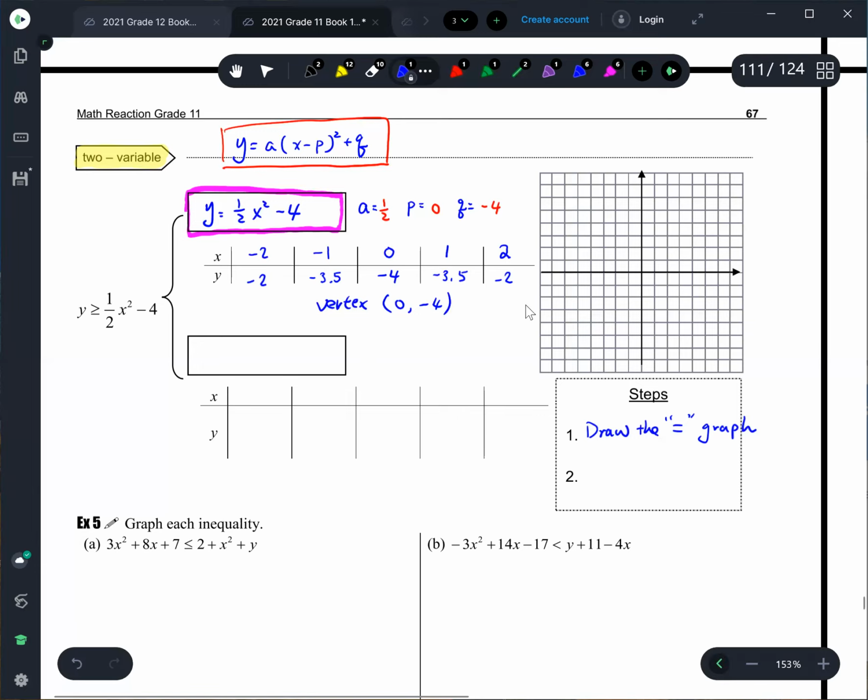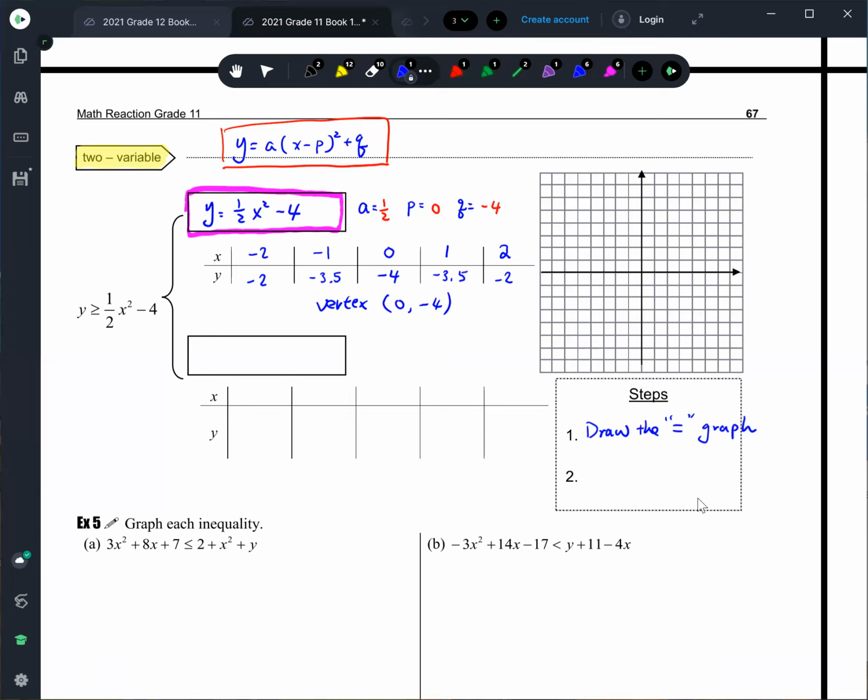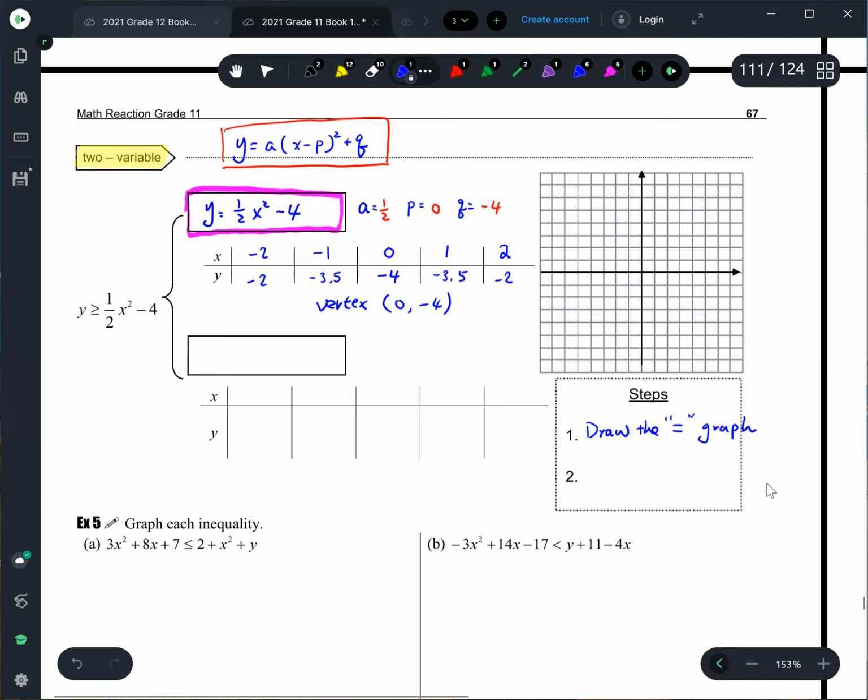Okay, does anyone have questions? How to get those numbers? This is what you need to do for your graphing, okay? Find the vertex and then get 2 more points on each side, so your graph will be accurate.